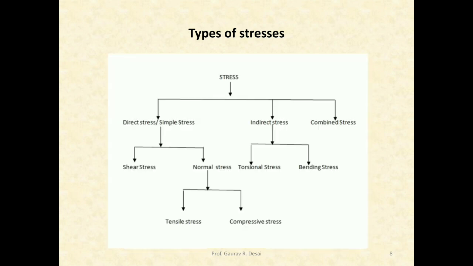Now next is types of stresses. So these are the types of stresses we are going to consider. Let's see the tree diagram. The stress is mainly divided into three types: direct stress or simple stress, indirect stress, and combined stress. In direct stress or simple stress, there are two categories: shear stress and normal stress. Normal stress is also categorized into two parts: tensile and compressive stress, which will be looked at in this lecture.